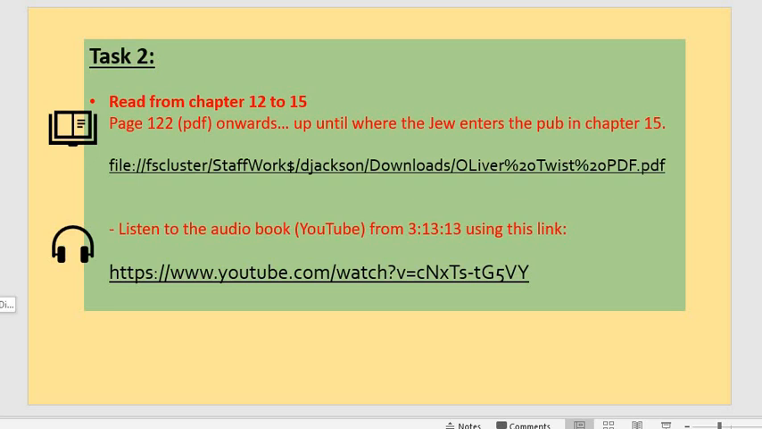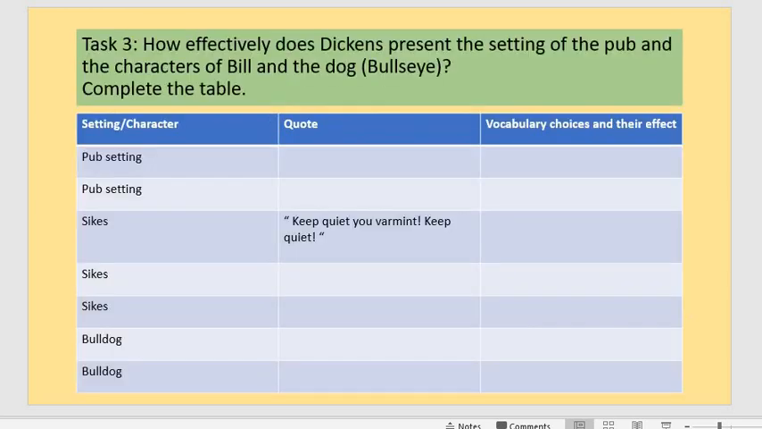Okay, so you should now have listened up to the part where the Jew enters the pub in chapter 15. What I'd like you to now do is draw out this table in your books as neatly as you can, and I would like you to then consider how effectively Dickens presents the setting of the pub and the character of Bill and the dog Bullseye. So if you can complete this table.